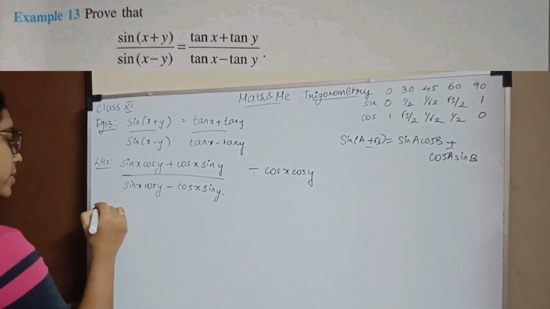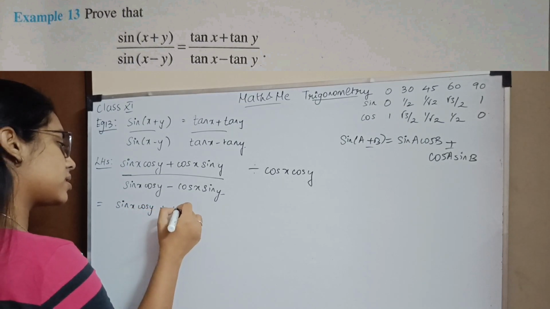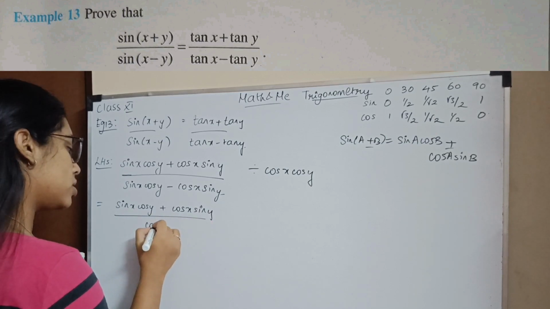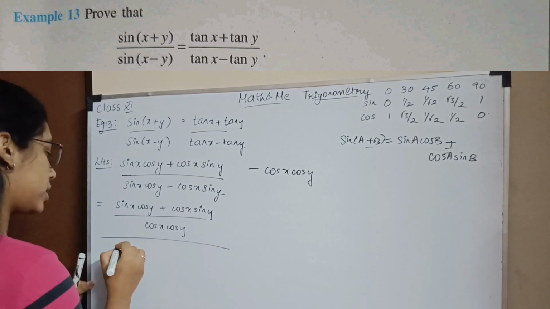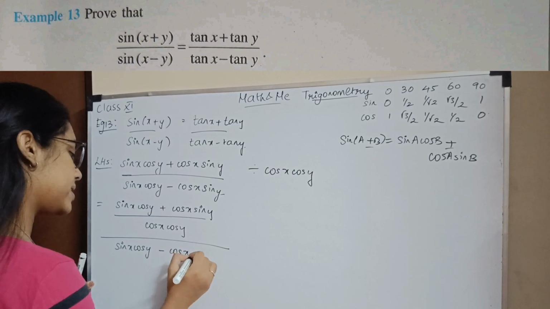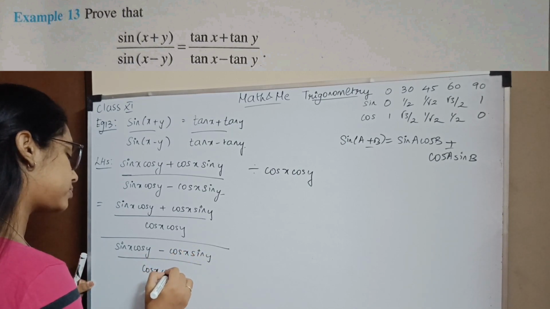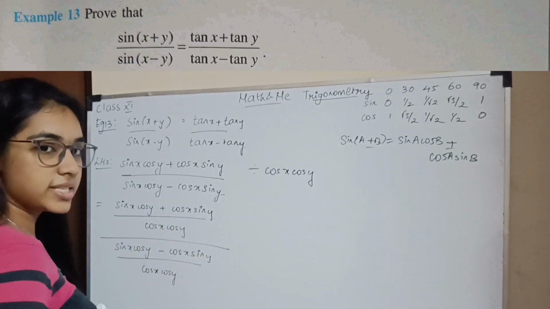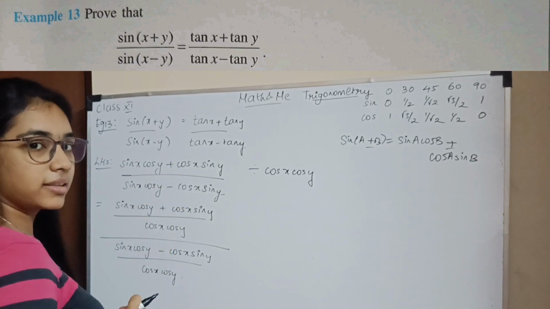You understand? So, my next step will be sin x cos y plus cos x sin y, the whole divided by cos x cos y. Then, the other denominator, put a bigger line. Okay? So, I have sin x cos y minus cos x sin y divided by cos x cos y. I am dividing the numerator and the denominator by cos x cos y. This does not change the equation. Correct? And if this cancels, I will get back the previous step.